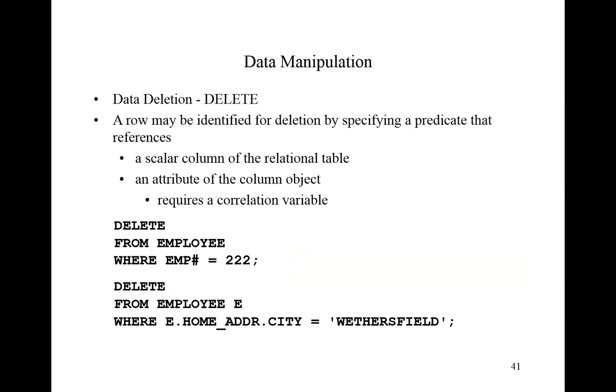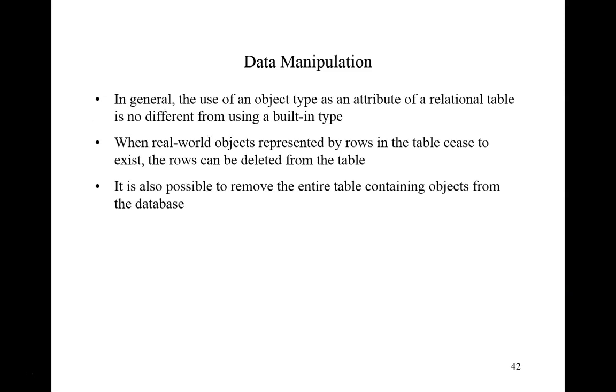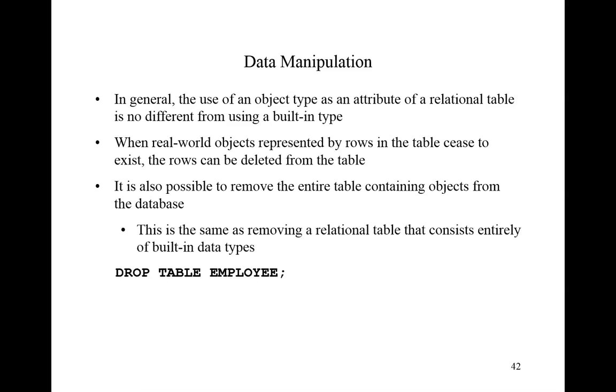In general, the use of an object type as an attribute of a relational table really isn't any different from using a built-in type. When real-world objects represented by rows in a table cease to exist, the rows that represent these objects can be removed from the table. It's also possible to remove the entire table containing objects from the database. This is no different than removing a conventional relational table that does not store any objects. We simply drop the table.